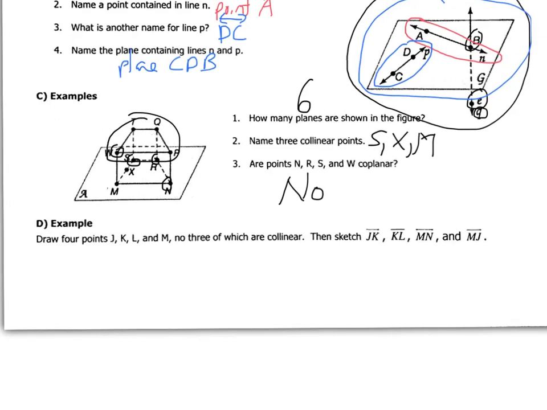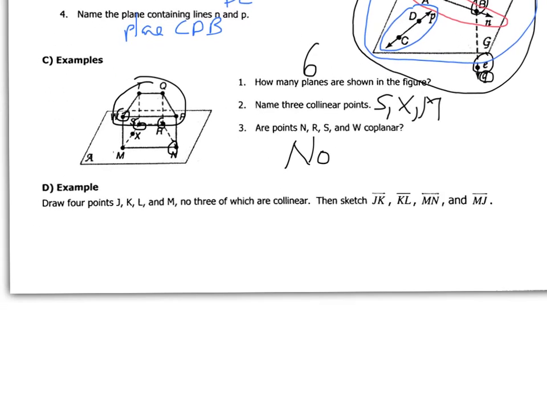Okay, last one. So now we're going to take these symbols and draw a picture with them. It says draw 4 points, J, K, L, and M, no 3 of which are collinear. So no 3 points can be on the same line. So we'll have J, K, L, and M.